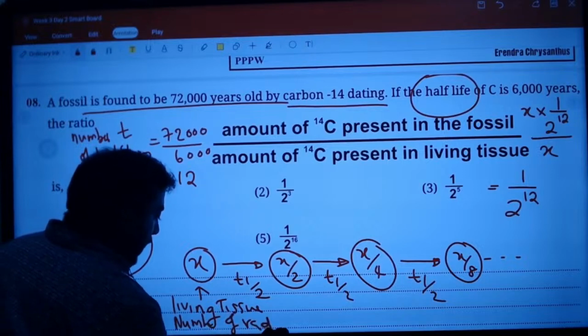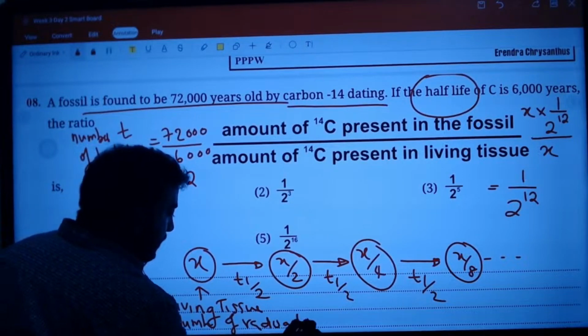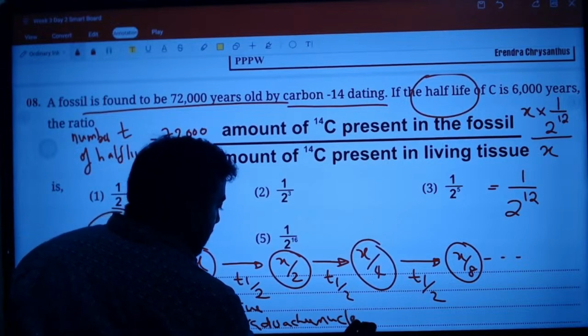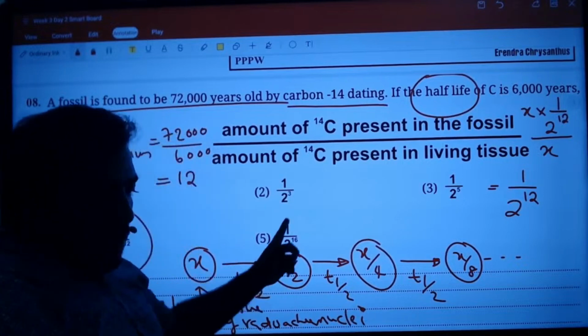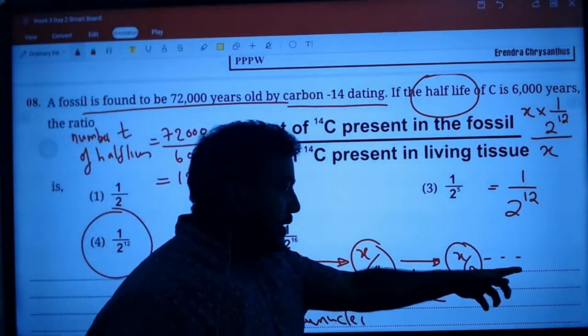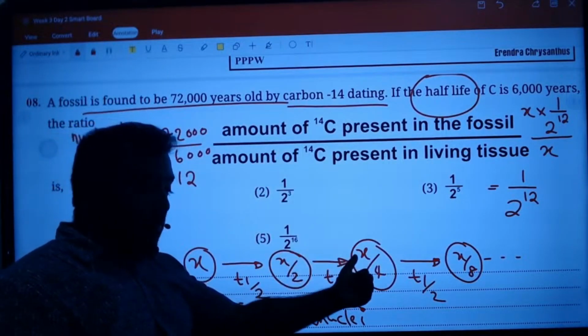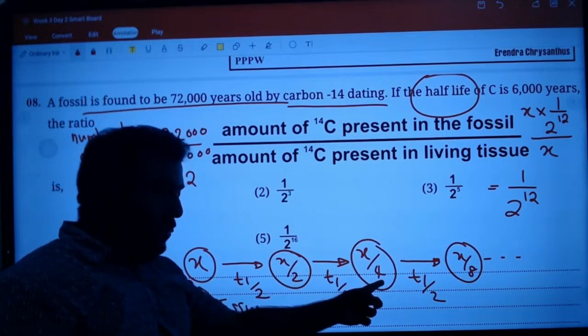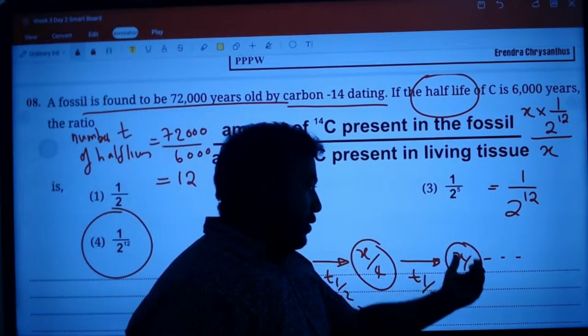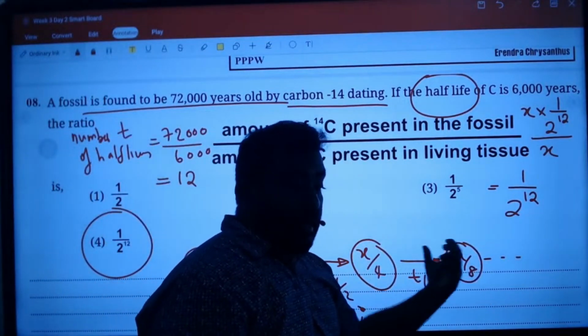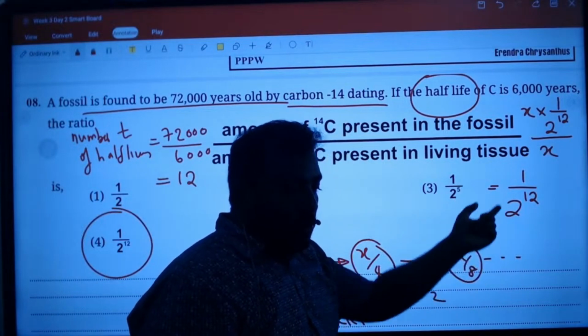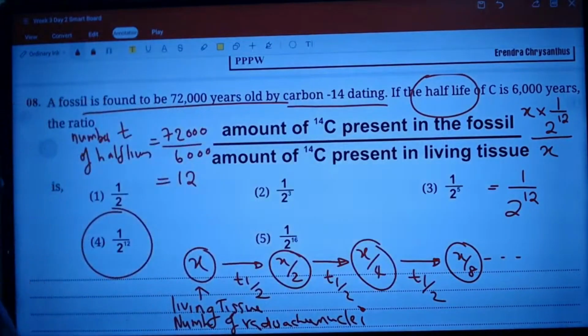Number of radioactive nuclei. Now the radioactive nuclei keep reducing. So here X over 2, X over 4 means 2 squared, X over 2 to the power 2. X over 8 is X over 2 to the power 3. So 12 half lives means X over 2 to the power 12. Living tissue is X. From there you can find the required relationship.